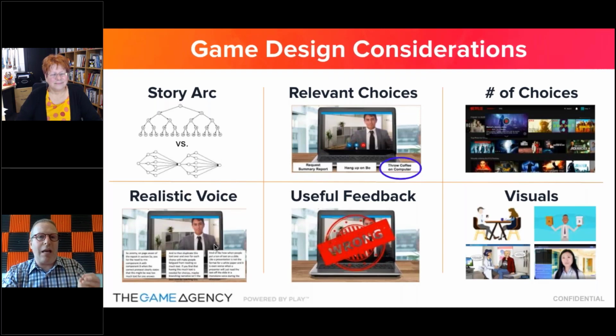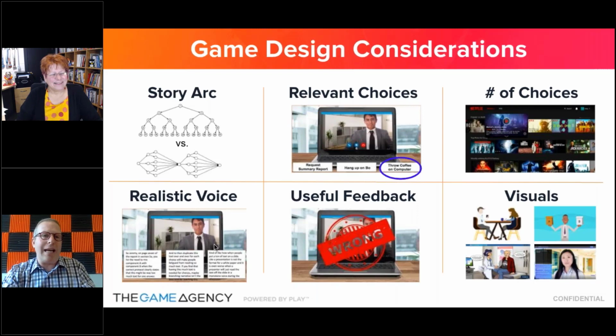I think it's important to think about a number of things when you look at designing a game, but these are six that I always put at the top of my list. I wanted to cover this first because I think it's really important to almost have a cheat sheet, if you will, and that's what this is.